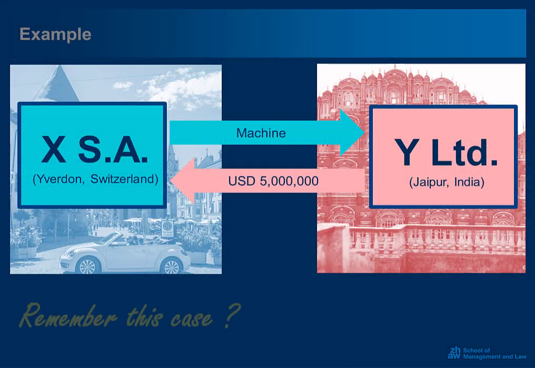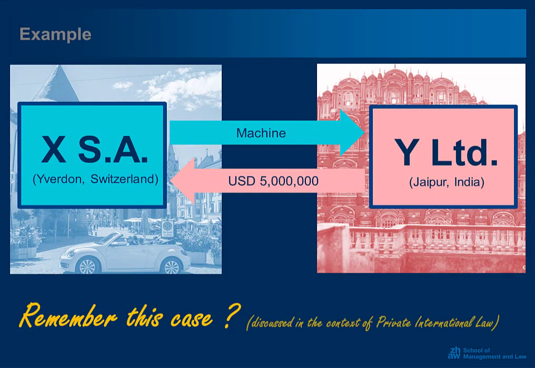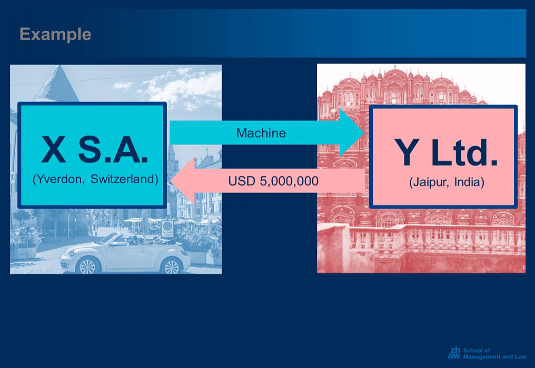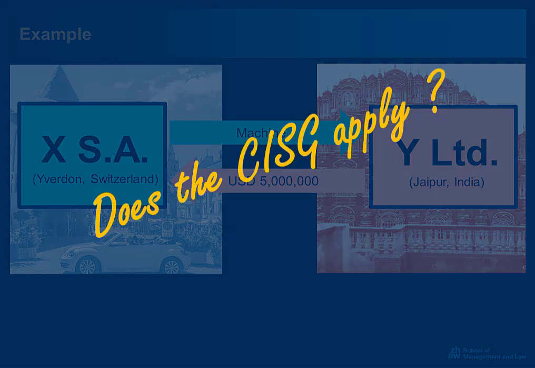You probably remember this case. So what about this case? Assuming that the court in Yverdon is dealing with the dispute, is the contract governed by the CISG? I invite you to take a couple of minutes to assess the case on the basis of Articles 1 to 5 of the CISG. Does the contract come within the sphere of application of the CISG?